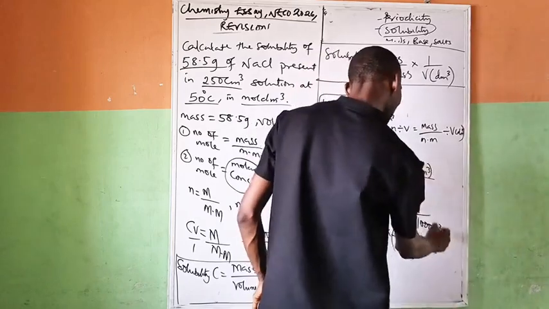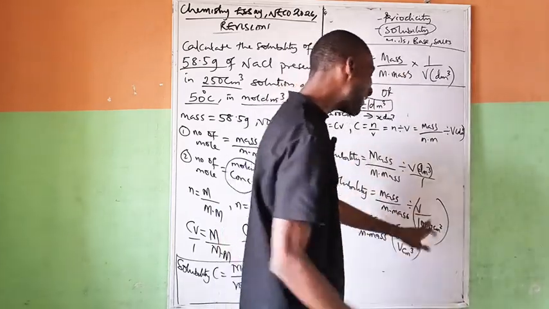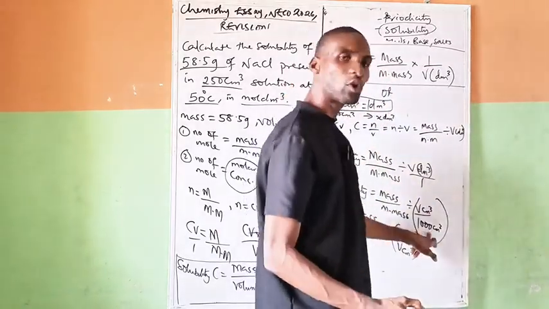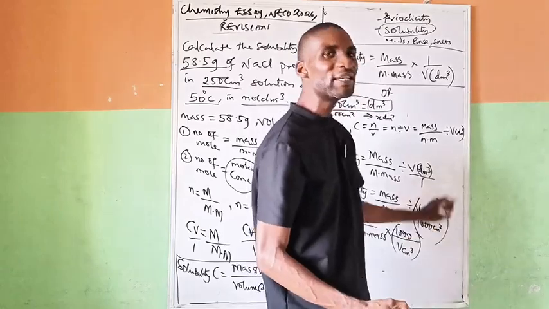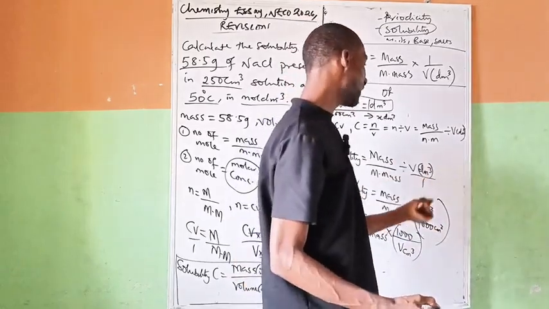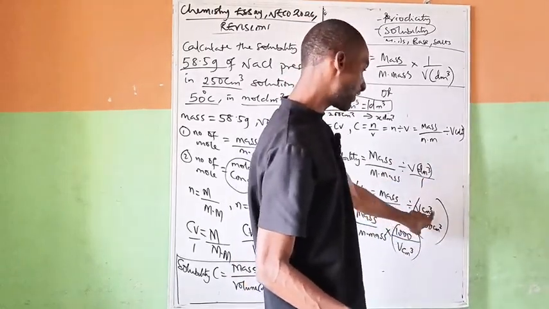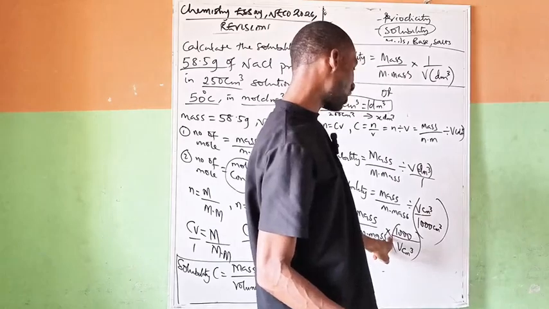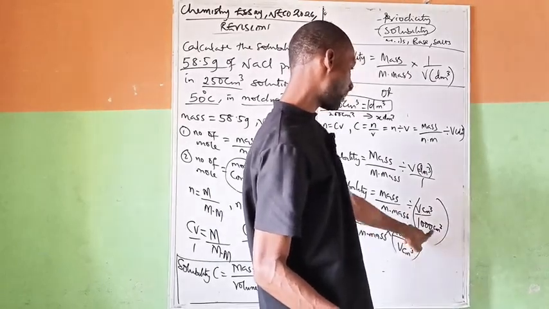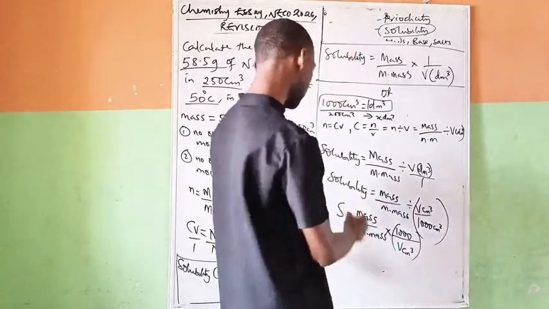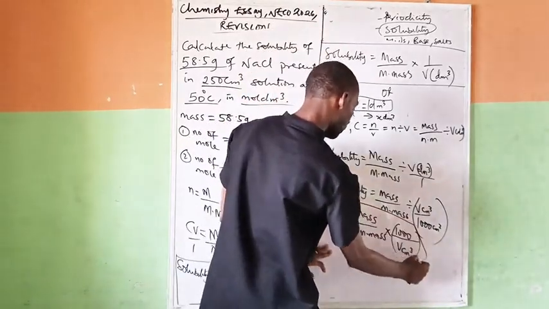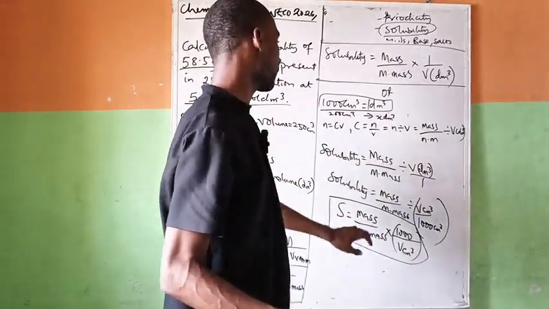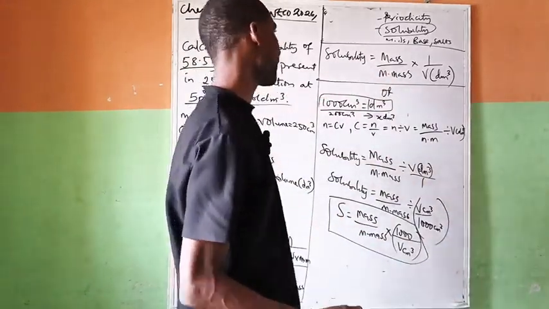Why did I write this? Because when I divide my V in cm cube by 1000, it gives me V in dm cube. But because I'm now changing this division to times, my 1000 goes up, my cm cube comes down. So this is the second formula you can use. Either of this or this, you get the same answer.